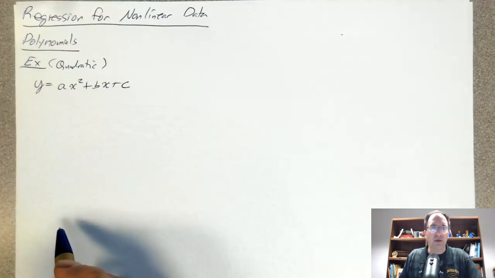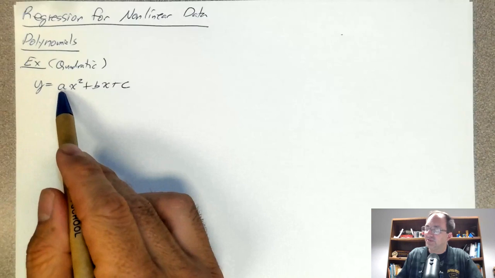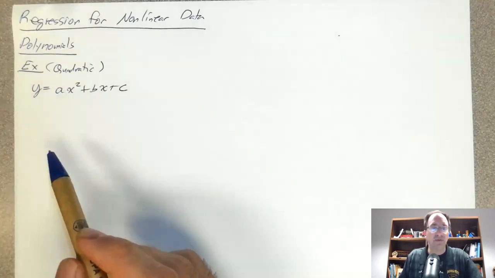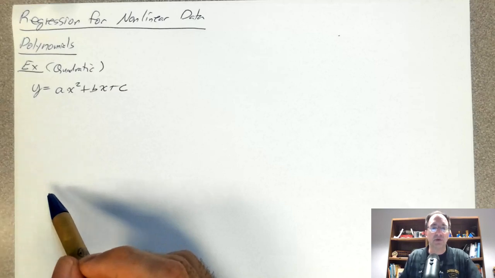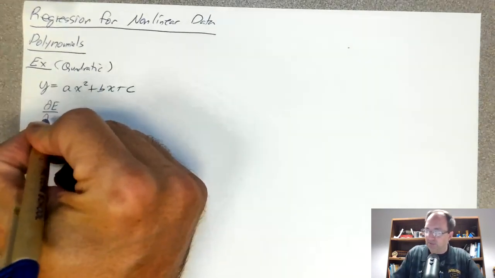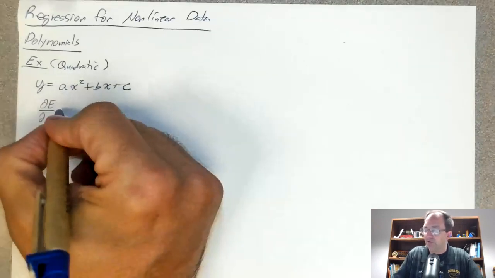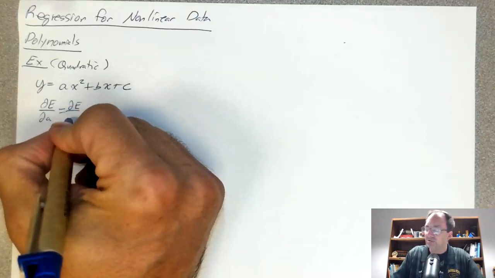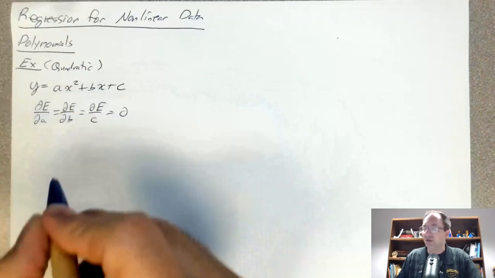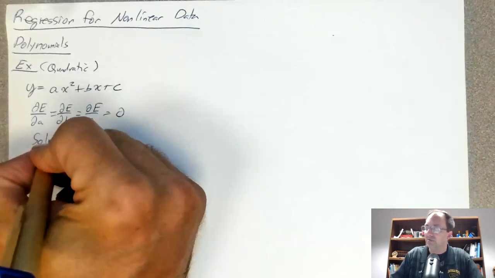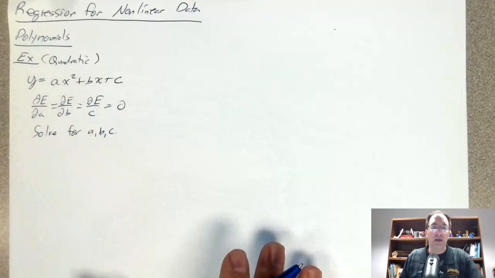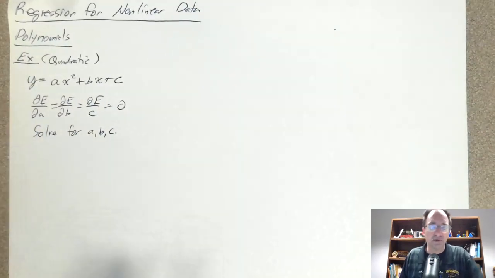And we're looking for the best choices for a, b, and c that will fit a quadratic to a set of data where we will minimize the sum of the squared error. And as we've seen before, what that basically means is we're taking the partial of E with respect to a, should equal the partial of E with respect to b, should equal the partial of E with respect to c, should all equal 0. And we want to solve for a, b, and c. Now, we'll leave that as an exercise to work out those details.